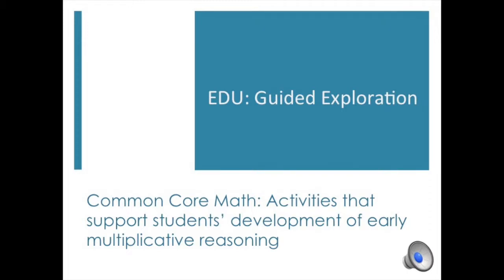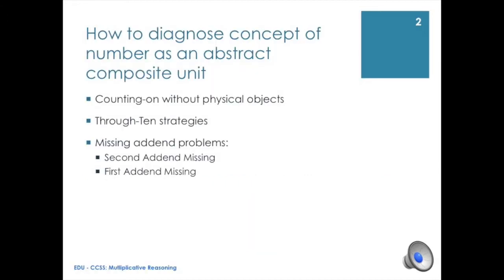This presentation focuses on key aspects of helping students begin to develop multiplicative reasoning. Prior to teaching students multiplication and division, it is important to verify that they have developed the prerequisite ideas that multiplication and division build on. In order to operate on equal-sized groups of objects, students need a concept of number as an abstract composite unit.